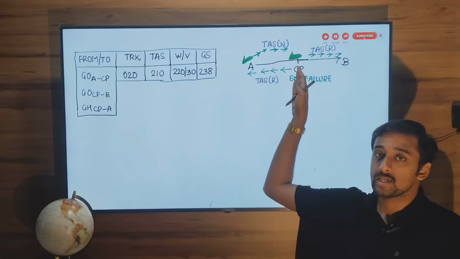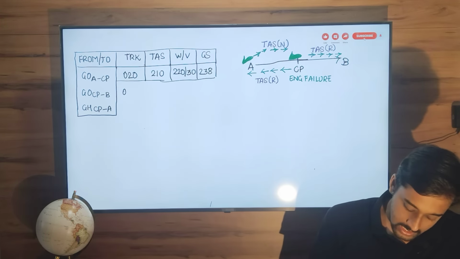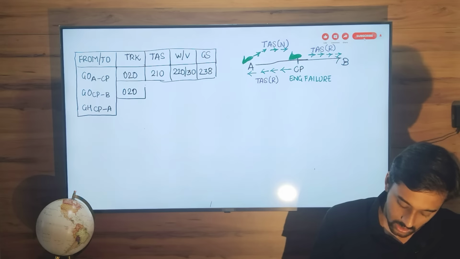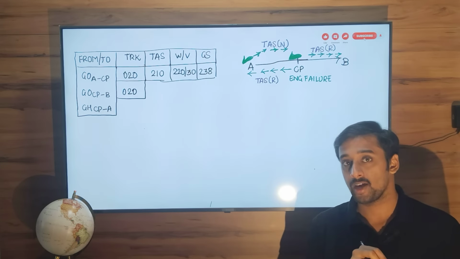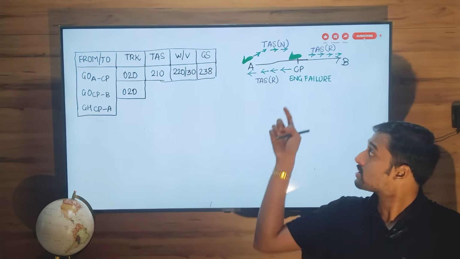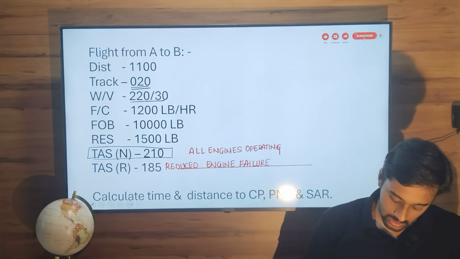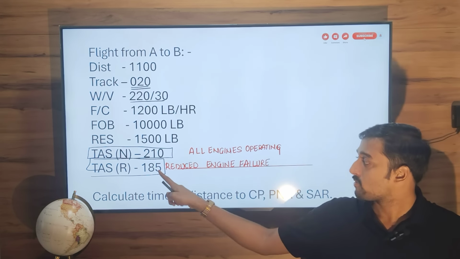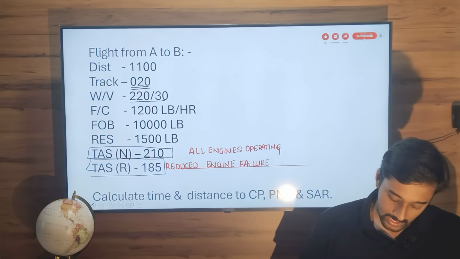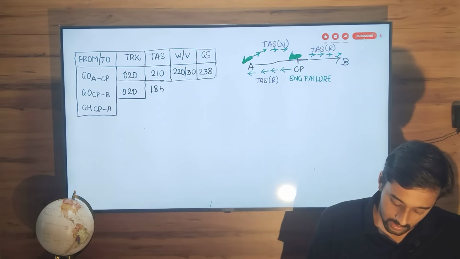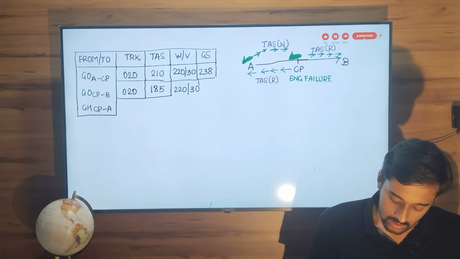You're continuing from CP to point Bravo after engine failure. So your track will be the same outbound track, 020. Now true airspeed, very important point. True airspeed after engine failure will be reduced true airspeed, TASR. So now you will use the reduced value of 185. Don't take 210, take 185. Wind is the same, 220 at 30.